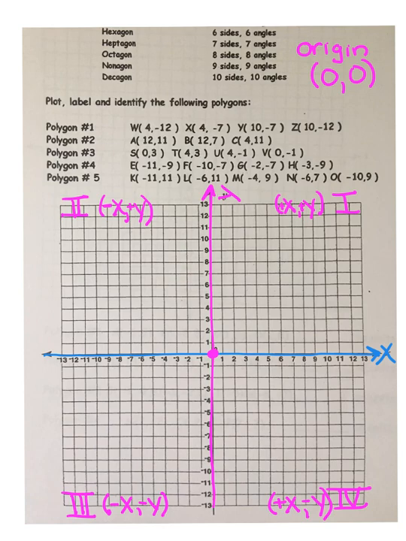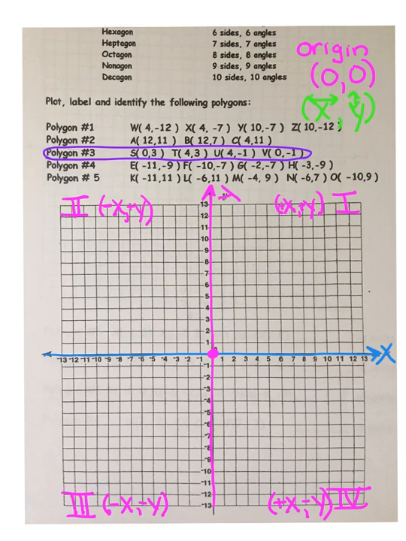Now let's plot a polygon. Remember, our x coordinate, which always comes first in the ordered pair, controls your left and right movement on the coordinate plane. Your y coordinate, which always comes second in the ordered pair, will control whether you move up the coordinate plane or down the coordinate plane. Let's plot one of the polygons we've been given. Let's start by plotting polygon number 3.